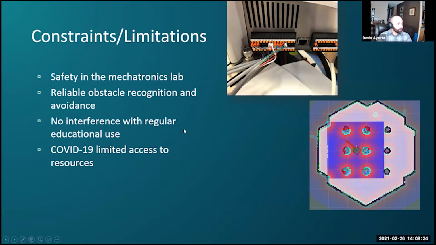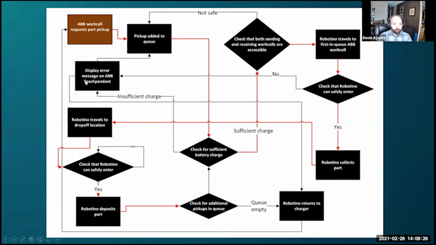Thank you, Jackson. So what we're looking at here is a functional analysis of the process that we're going to implement. If I can draw your attention to the top left, we can follow the red arrows throughout the process here.